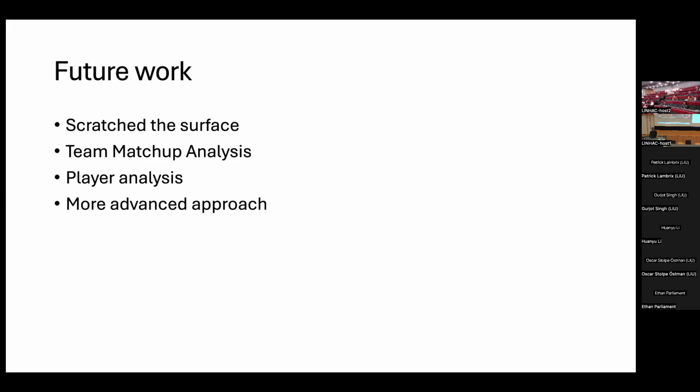This could also be done at a player level. And lastly, more advanced approaches can be used. For example, if we had some advanced tracking data for the goalies, then we could use that instead of this rigid approach with the back-to-back events that we used now.